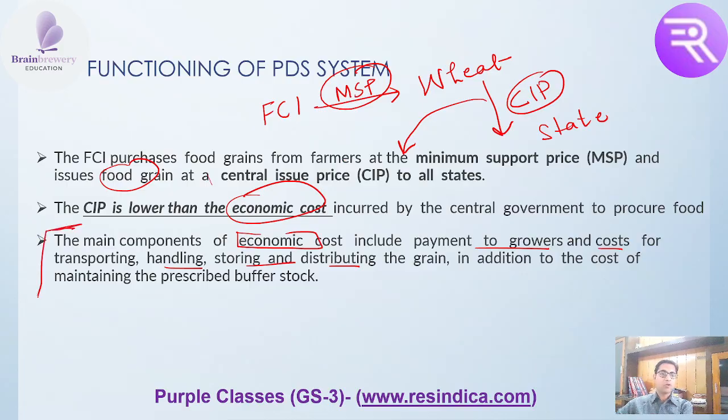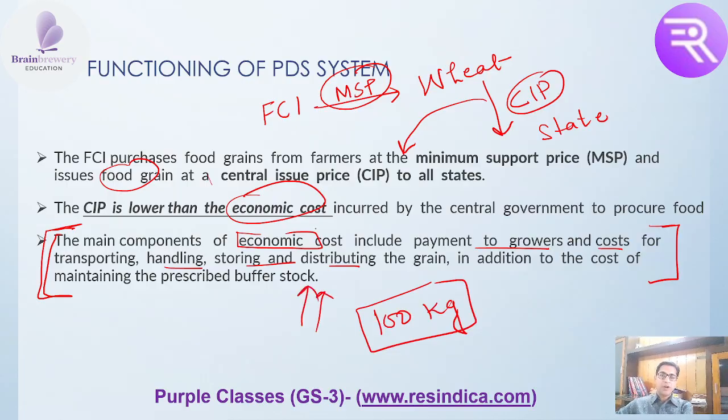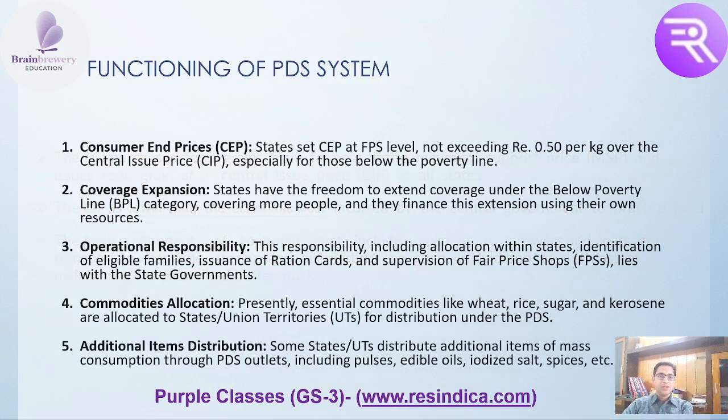Whenever we are talking about the economic cost, we add all these things: the payment you have given to the grower, the transportation cost, the handling charges, the storing charges, the distribution charges, and the cost of maintaining a buffer stock. You are finding out, for 100 kg, what all costs come under this. That is called economic cost. And when the central government provides this to the state, it is always at less than the economic cost. That means you will get it at the central issue price, which is lower than the economic cost of holding that. That is the whole concept of MSP and CIP.